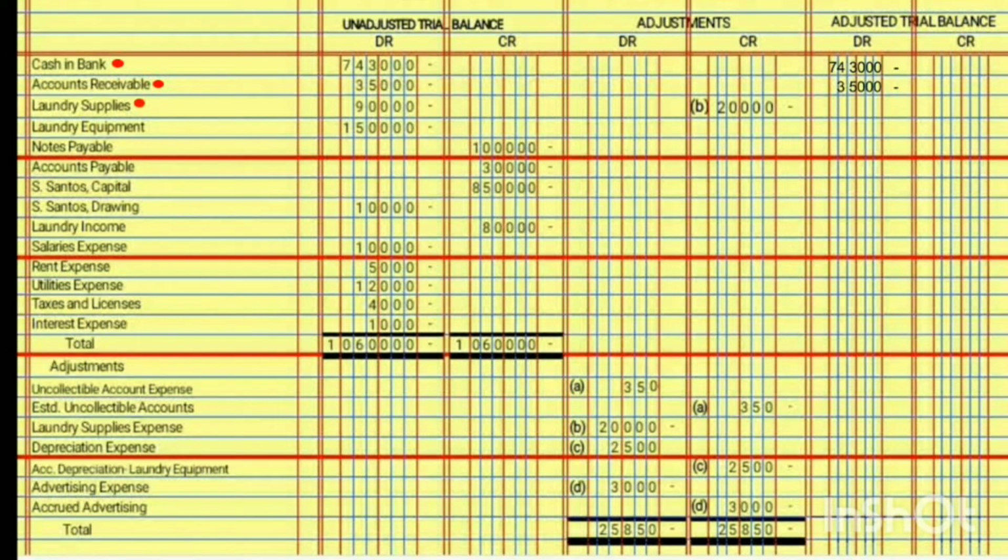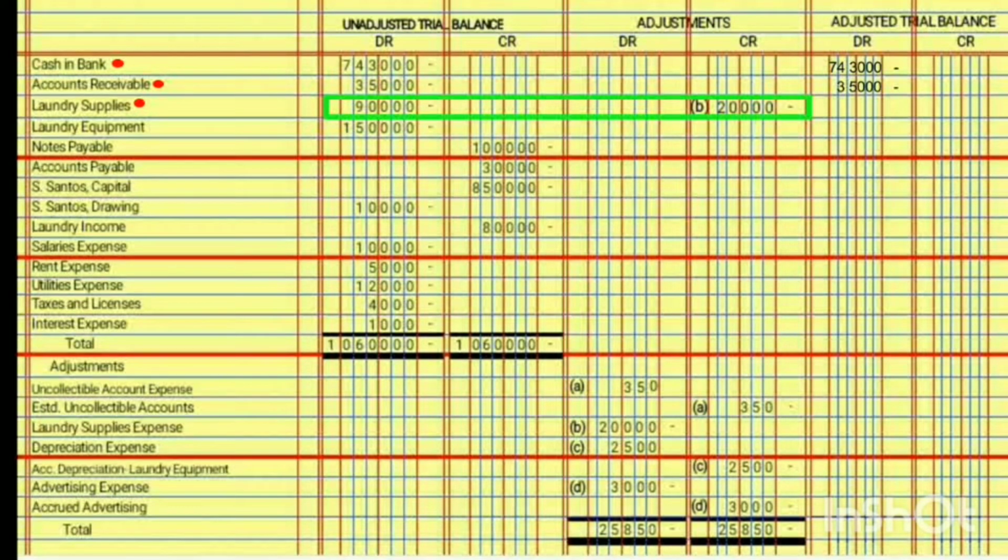Next is laundry supplies. So the unadjusted balance of laundry supplies is 90,000. And then meron tayong 20,000 pesos adjustment here in the credit. So magkaiba yung pwestuhan nila. Yung 90,000 sa unadjusted is nasa debit and then yung 20,000 na adjustment nasa credit. So kailangan natin kunin yung difference nila. So 90,000 less or minus 20,000. So there's a difference of 70,000.